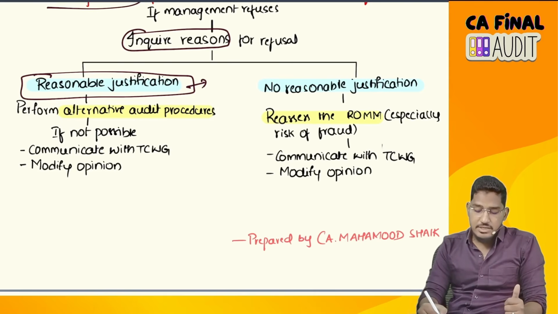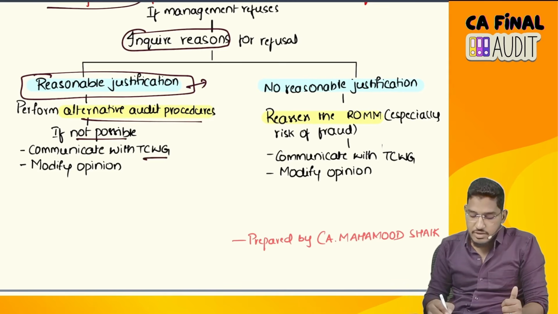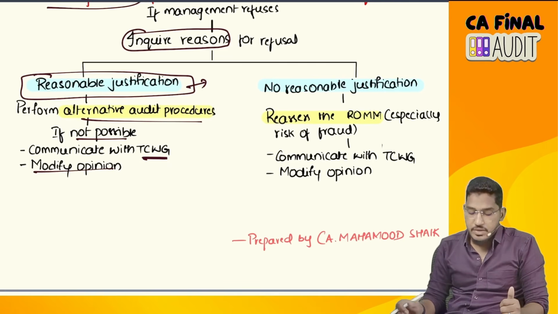So if there is a reasonable justification, then the standard says try to perform alternative audit procedures. If alternative audit procedures are also not possible, communicate with those charged with governance, and if required, modify your opinion. Why? Because here also it will be a case of non-availability of audit evidence. So if there is a reasonable justification, this is what you are supposed to do.